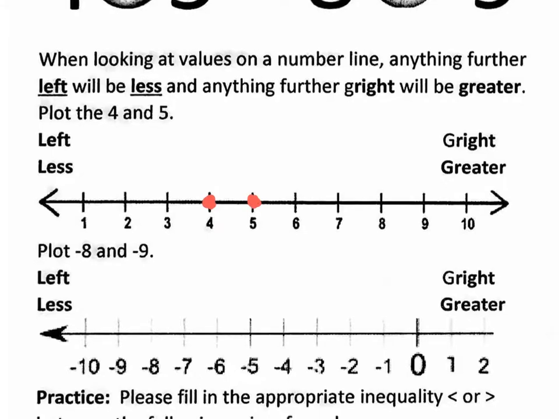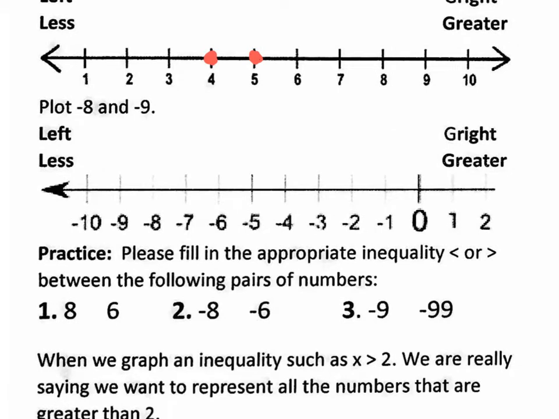Let's plot -8 and -9. So let's put a dot on -8. Let's put a dot on -9. And now it becomes a little more clear which one's bigger, which one's greater. The -8. Now, why is that? Because -8 is on the right and -9 is on the left. So -9 must be less, -8 must be greater. Make sense? Easy peasy.